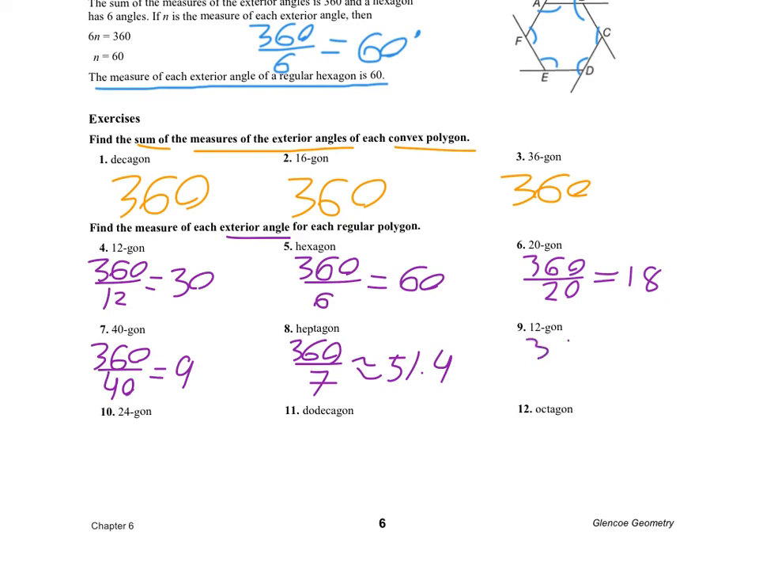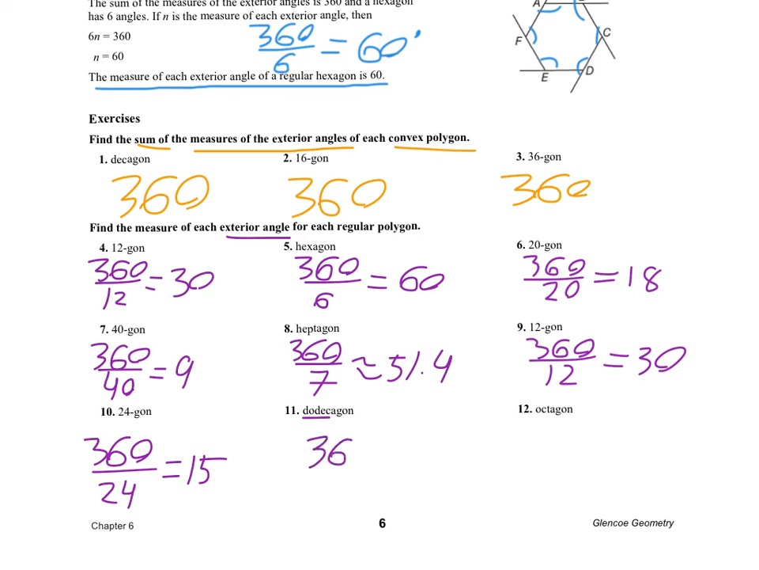12-gon, 360 divided by 12 gives me 30. 24-gon, 360 divided by 24 gives me 15. Dodecagon, that's going to be 12, so 360 divided by 12 equals 30. Octagon, that's 8, so 360 divided by 8 is equal to 45.